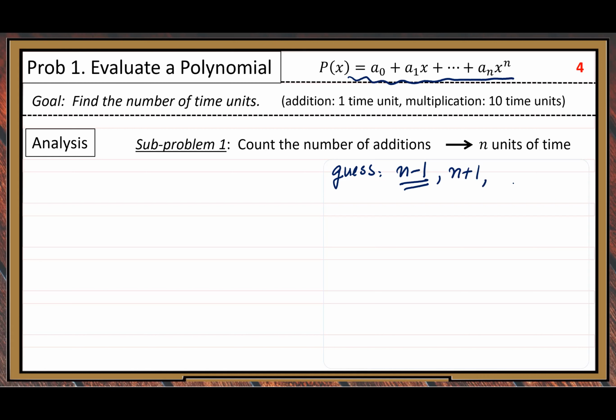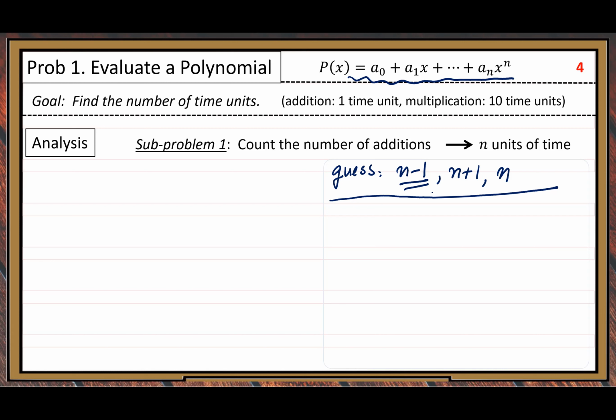Any other different guess you want to make? We want to see which one is correct. Nobody guessed n, because we only need to be very close, right? n minus 1, n plus 1, why not n? Is that a reasonable guess, n? Possible? All right. After this guess, what should we do next?